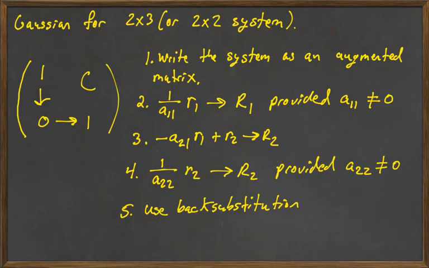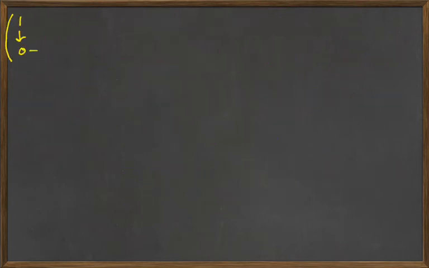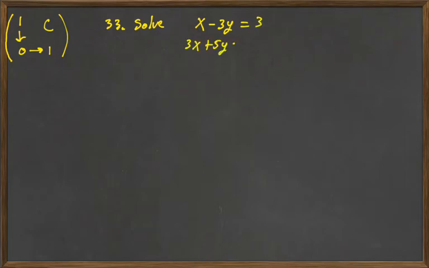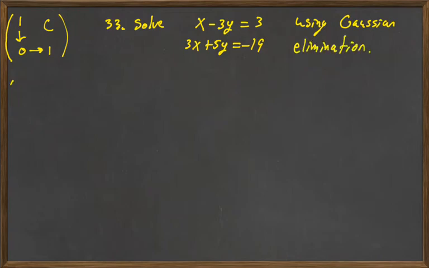Okay, so now I think we're going to go ahead and see this in practice. So here's our pattern to follow. And so the system we're going to solve here is right here. And then we're going to go ahead and write it as an augmented matrix. And they're going to ask us to use Gaussian elimination. So as an augmented matrix, 1, negative 3, 3, 3, 5, and negative 19.